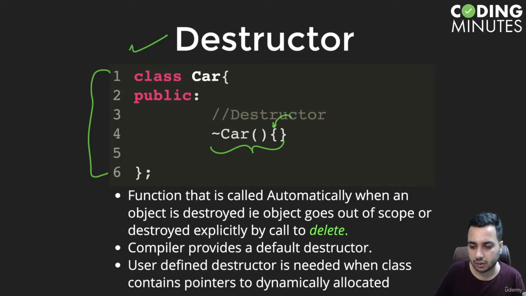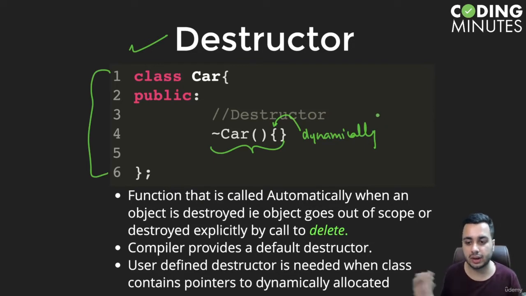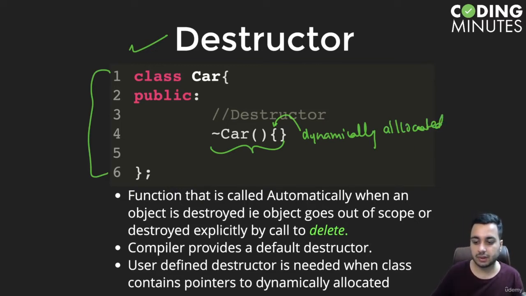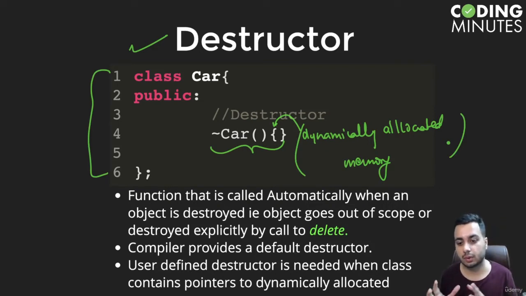And here, what we are going to do? Here we are going to write the code for deleting the dynamically allocated memory. Any static data that is created is automatically destroyed. But for dynamically allocated memory, we need to write this code inside the destructor. Static memory is freed by the compiler and dynamic memory is the job of the programmer to destroy. It is a function that is called automatically when the object is destroyed.